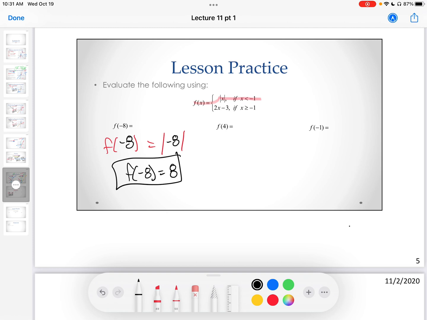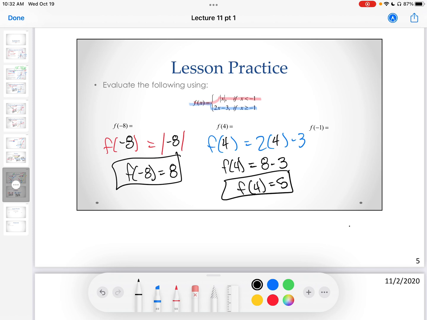We've got f of 4 on the next one. 4 is not less than -1. So let's look at our blue function where we need our x to be greater than -1. So I would want to use my blue function for this. So we've got f of 4 equals 2 times 4 minus 3. So f of 4 equals 8 minus 3. And f of 4 equals 5.